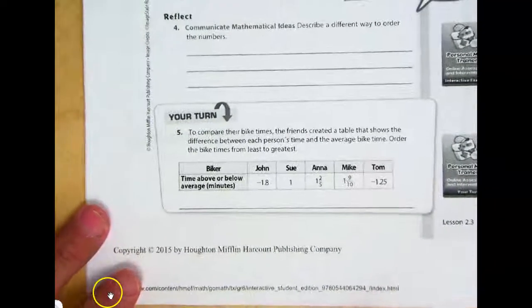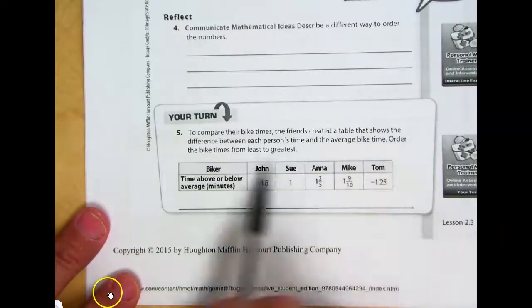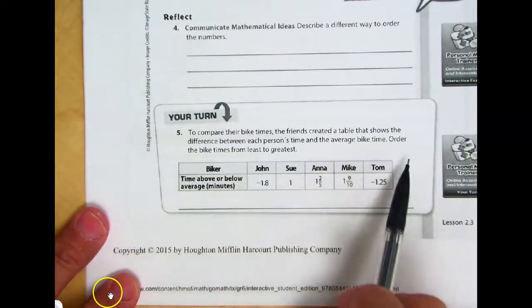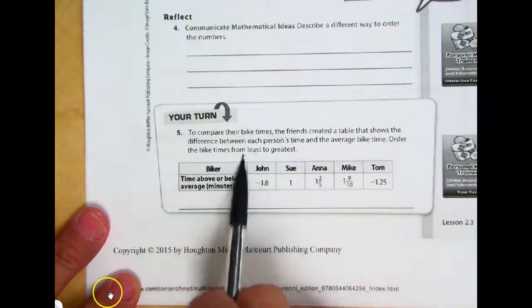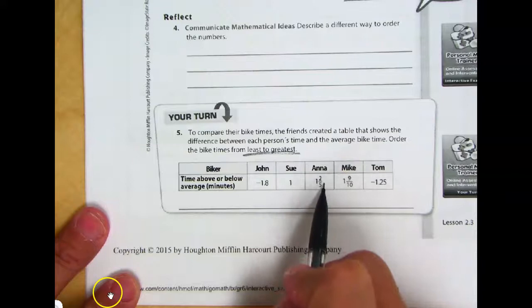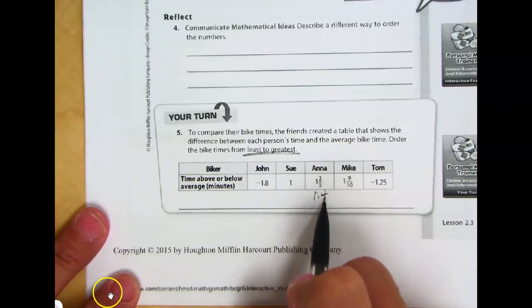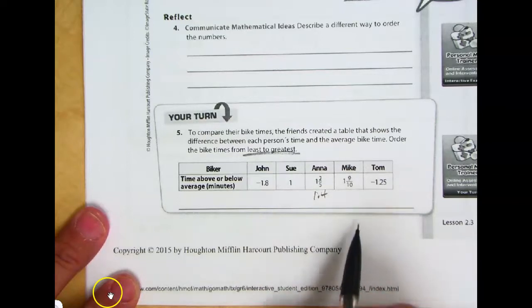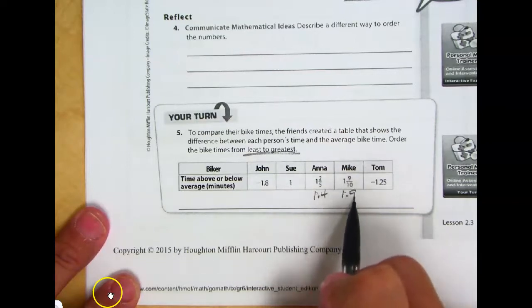So let's go down to the bottom. It says to compare their bike times, the friends created a table that shows the difference between each person's time and the average bike time. Order the bike times from least to greatest. So let's convert. So 1 and 2/5, see, 2/5 would be 1.4. 1 and 9/10 would be 1.9.